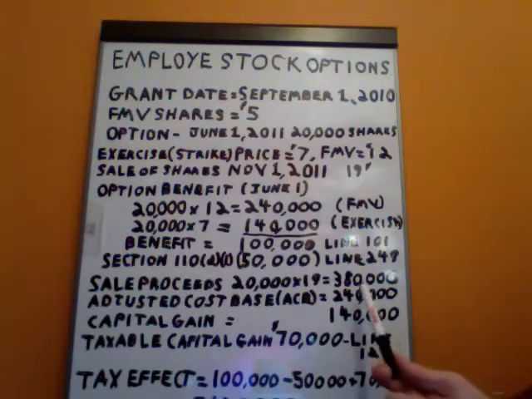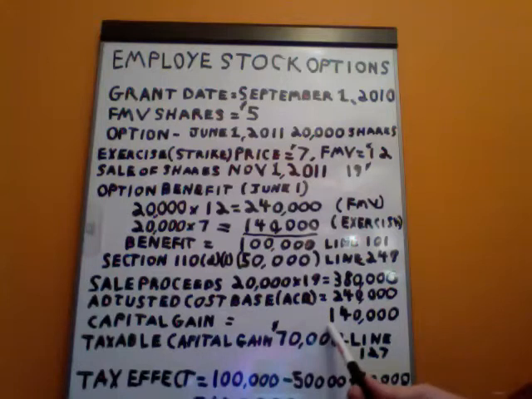We subtract $240,000 from $380,000, giving us a difference of $140,000. That is our capital gain. Now, the taxable portion of that capital gain is only 50%, which is $70,000. That would be reported on line 127 of your T1 General Canadian Income Tax Return.